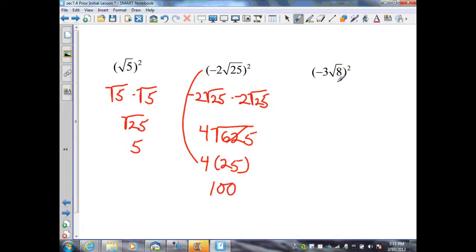Recall, I can do the shortcut, which is -3 squared, which is going to give me -3 times -3, which is 9. And the square root of 8 squared is 8. Therefore, my solution is 72. But I can still use the long way if I want to perform that task.